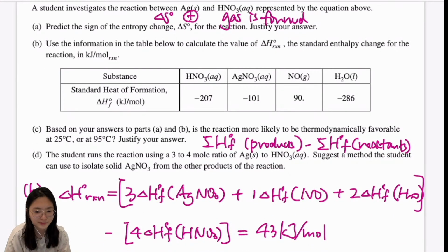Yeah, and those are very trivial, like kilojoules per mole and kilojoules per mole. That's basically the same.